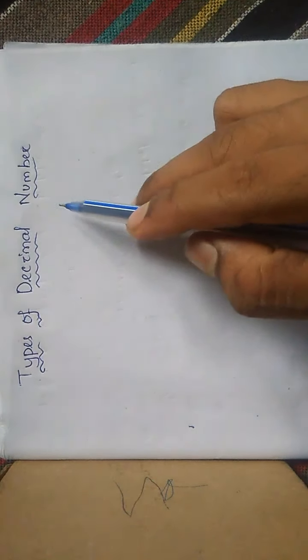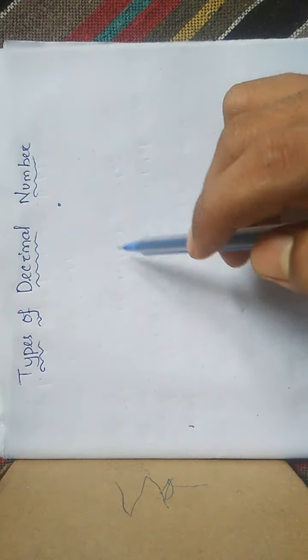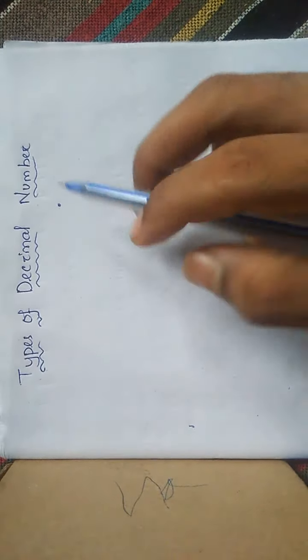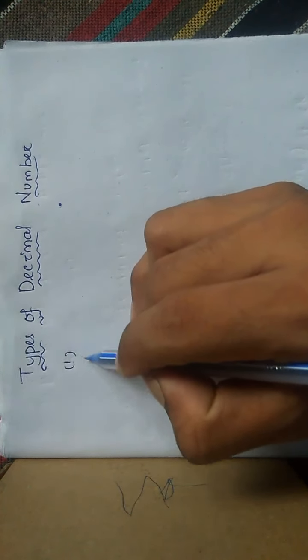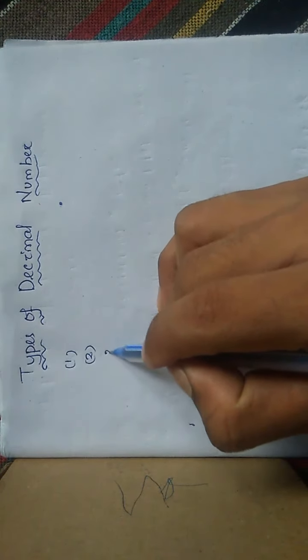Everyone. So today we will discuss the types of decimal number present in the number system. Decimal number means there is the presence of a decimal point. Okay. So especially there are three types of decimal number.